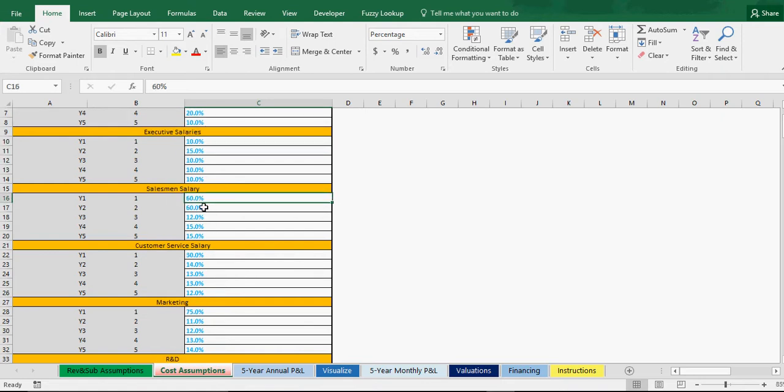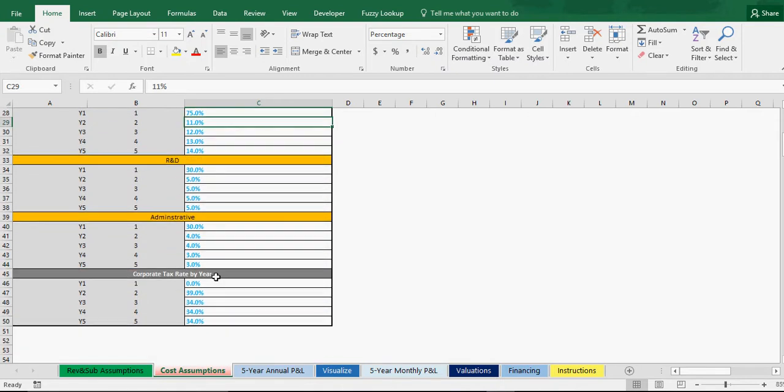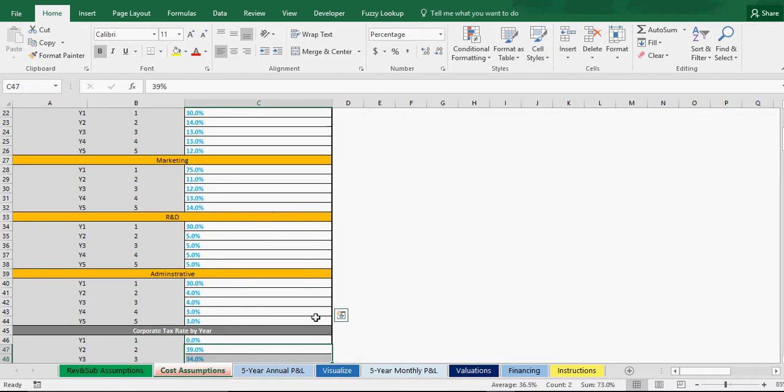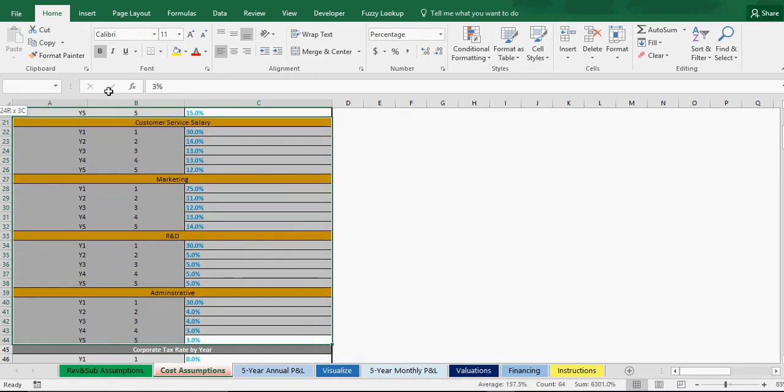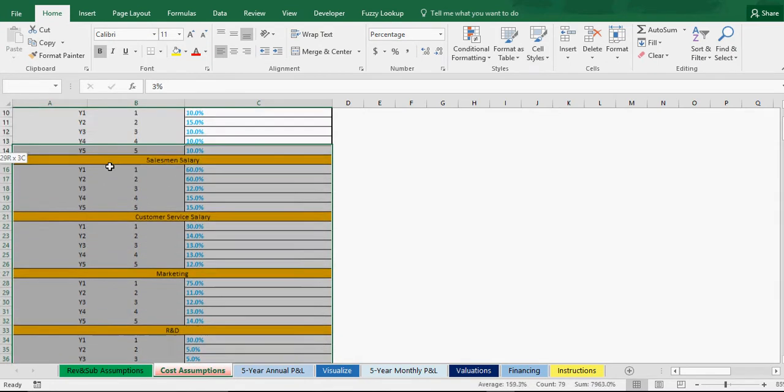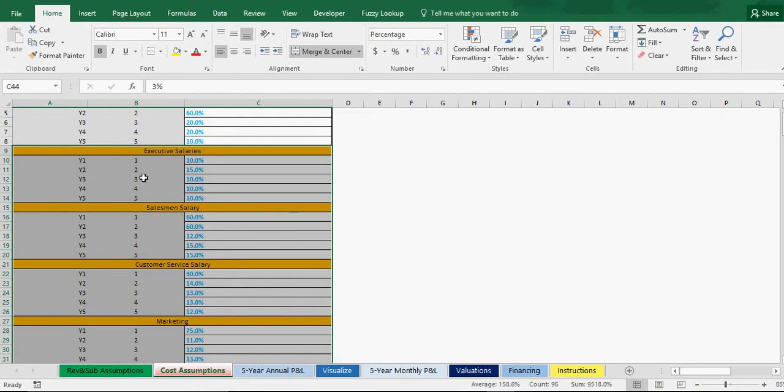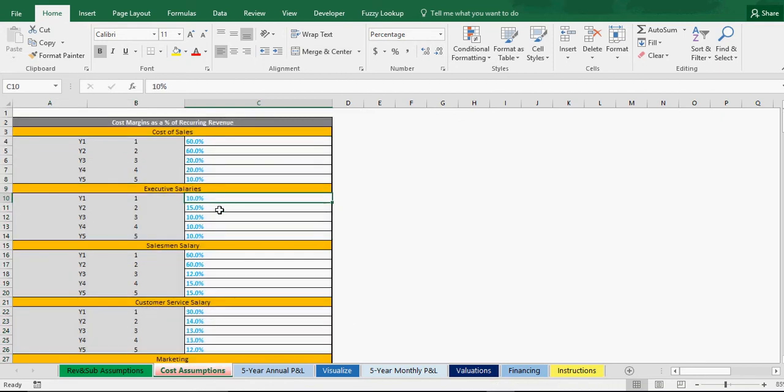Salesmen, same exact thing, same exact logic. Customer service, marketing, R&D, administrative, and then corporate tax rates. It is what it is. So that's the main thing: administrative, R&D, marketing, customer service, salesmen, and executive salaries will all be hard coded numbers instead of having to try to figure out what percentages.